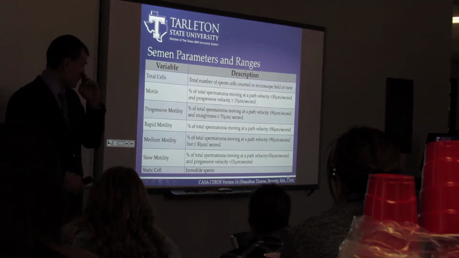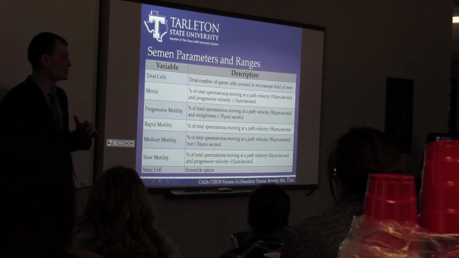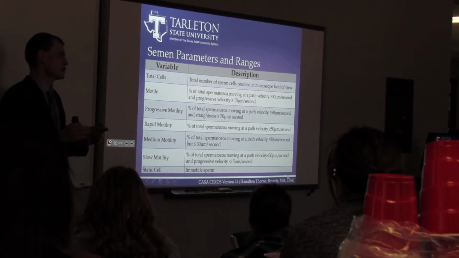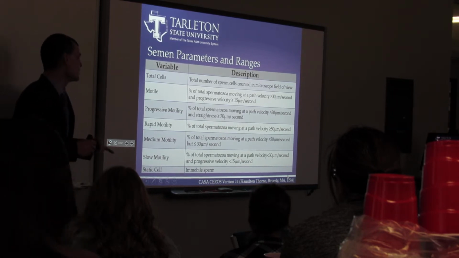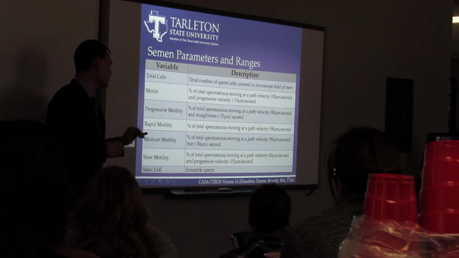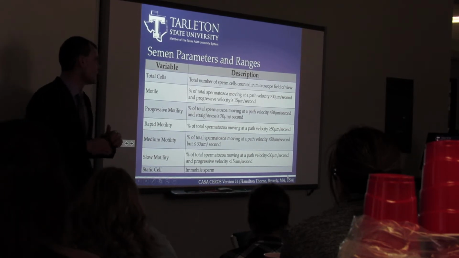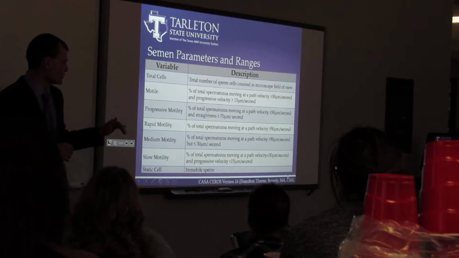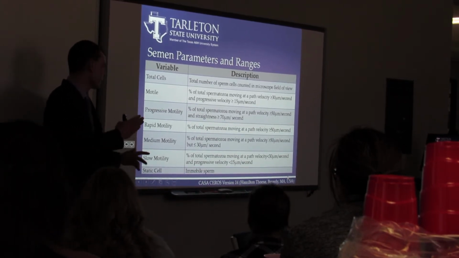So these are the semen parameters and ranges set by CASA. The total cells, again, is just the total number of sperm cells at the microscope where CASA is counting within that microscope's field of view. The percentage of motile cells and progressive motile cells have to reach certain path velocities, as well as progressive velocity for motile cells, and straightness for progressively motile cells, as they need to be moving linear.